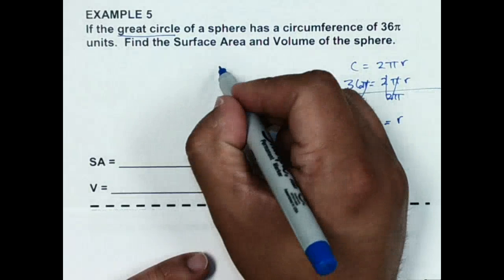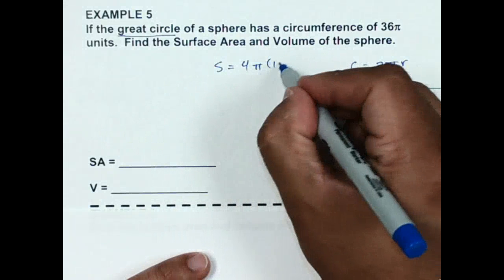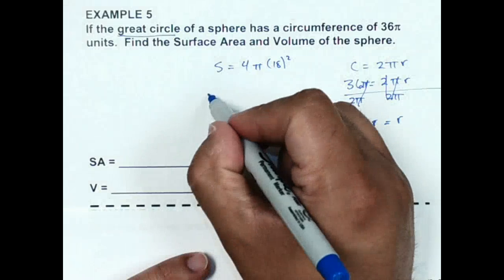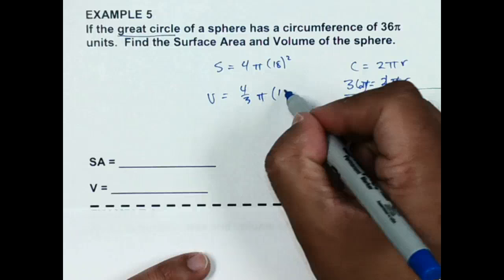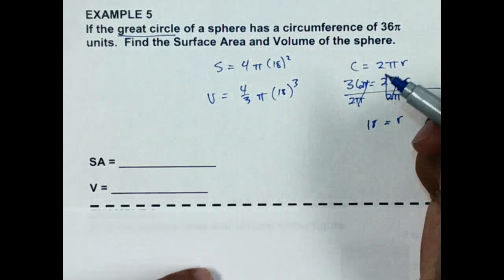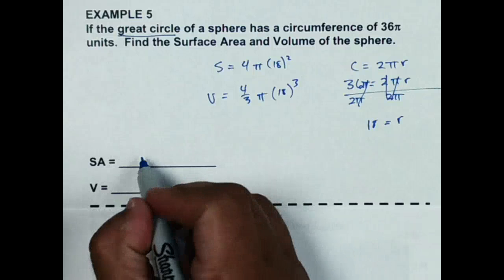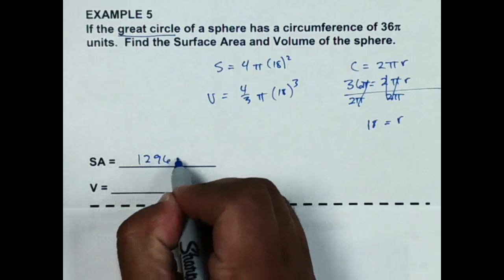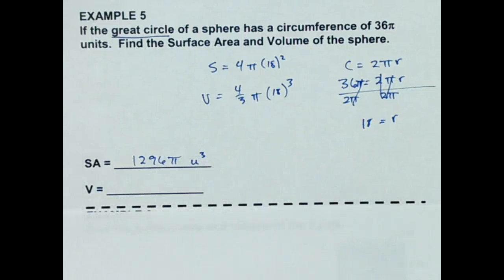And then once I know that, it's just substitution. I have 4 times pi times 18 squared. And then volume is going to be 4/3 pi times 18 cubed. And let me put both of those in the calculator real quick to see what we get. This one comes out to 1,296 pi units squared.